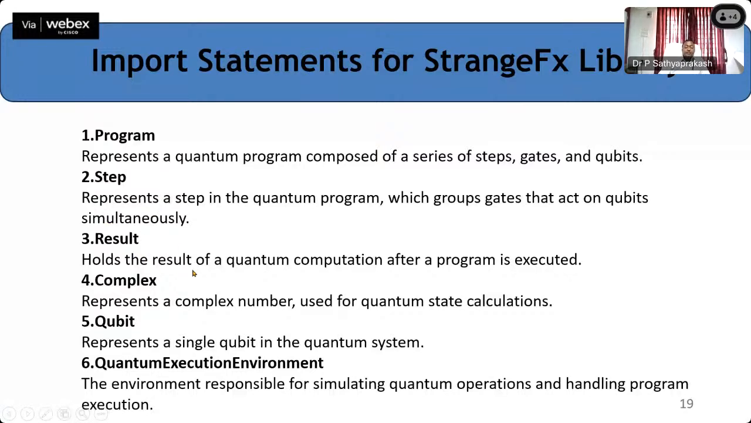Suppose we have multiple operations in a quantum application or program, each represented by a step. A step in a quantum program groups states and gates along with the qubit. So this step is responsible for data manipulation. Next, result. As I told you, in a qubit we need to measure. That process is handled with the help of the result class, which holds the results of a quantum computation after the program is executed.